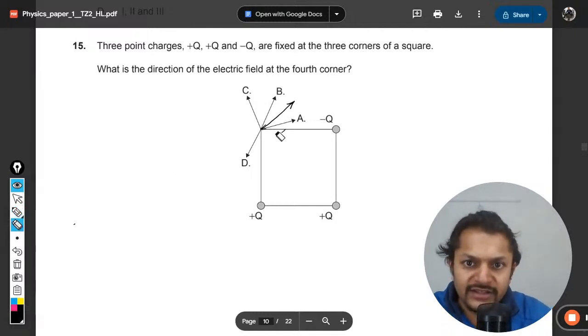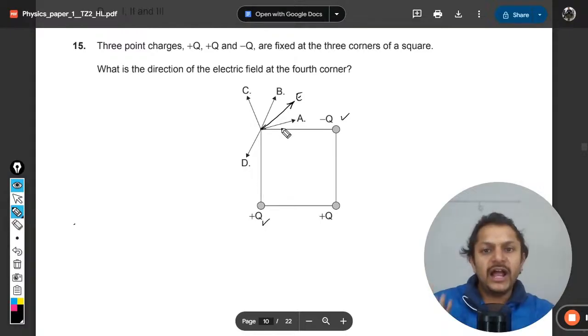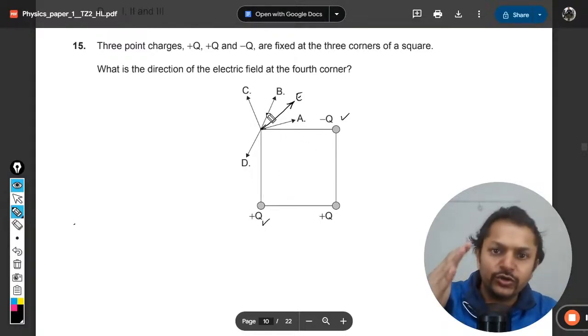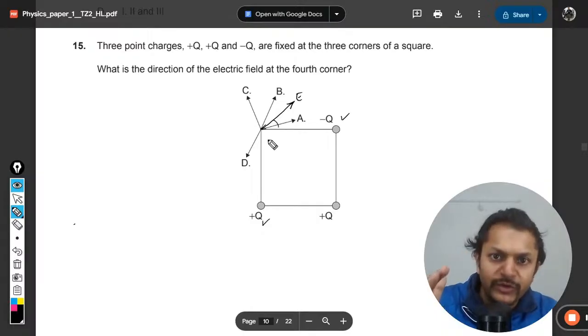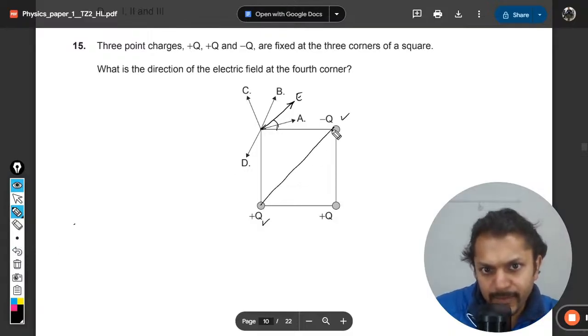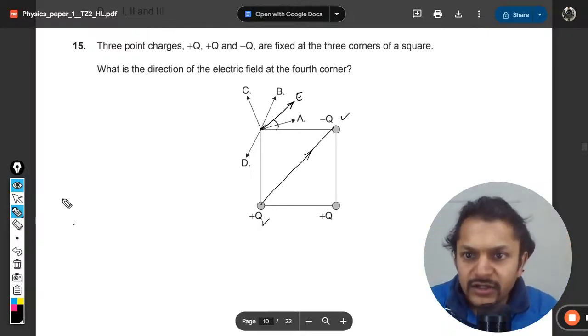So I can now erase these two. This is the resulting electric field because of this charge and this charge. Because both of them were equal, this angle was supposed to be 45 degrees. So I can clearly say that this is the diagonal here, and this will be parallel to the diagonal. These two lines will be parallel to each other.